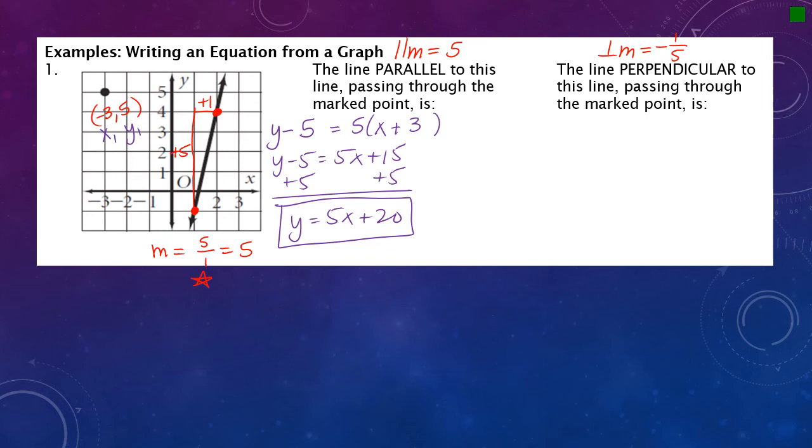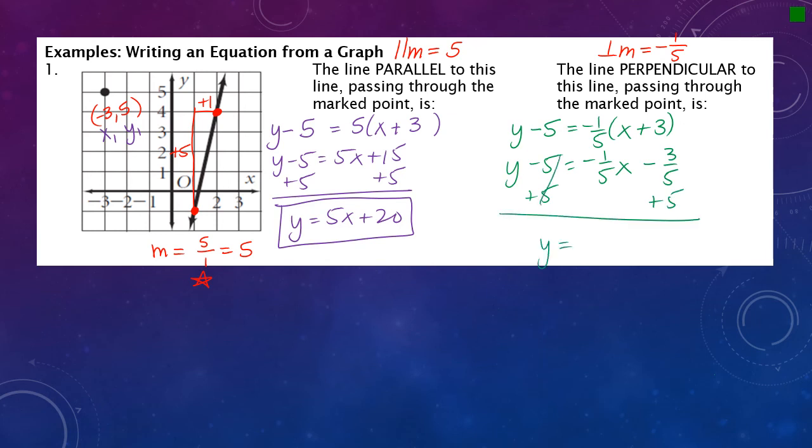And then my perpendicular line, I'm going to do the exact same thing, but instead of 5 for my slope, I'm going to put in negative 1/5. So everything else is the same. I'm going to just copy it down, except now my slope is negative 1/5. So now I have to simplify. So I get negative 1/5 x minus 3 over 5. And then I need to add 5 to both sides.